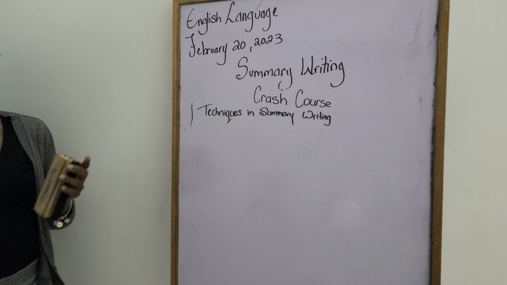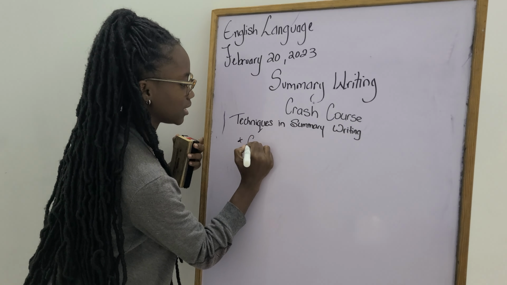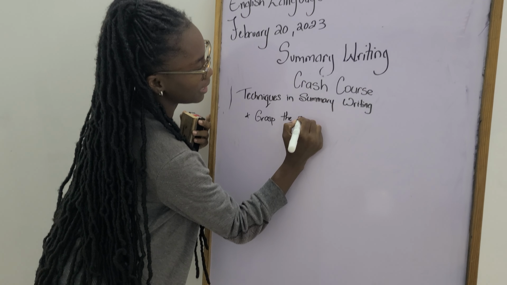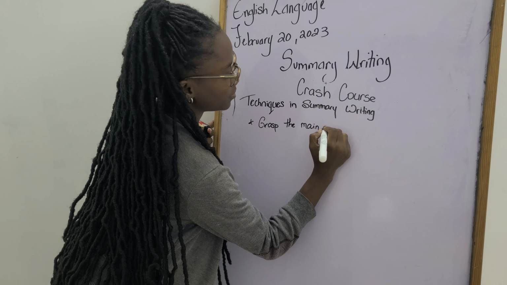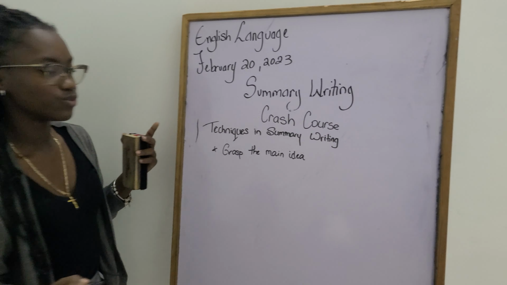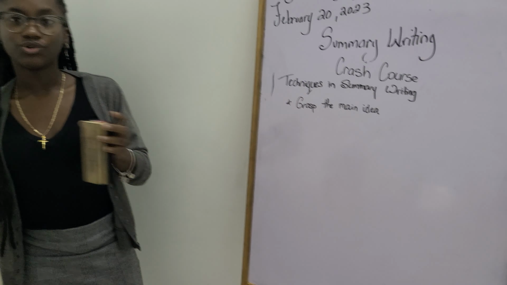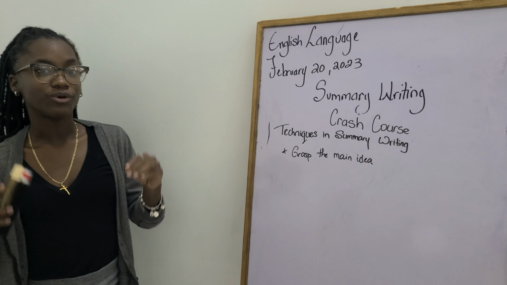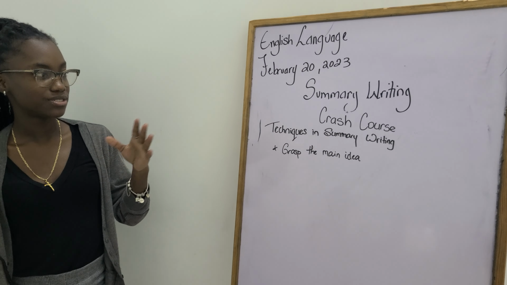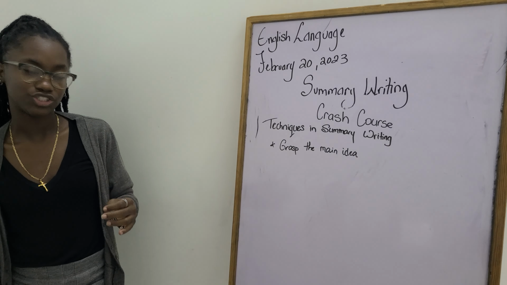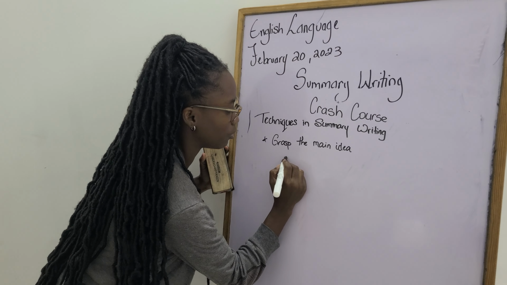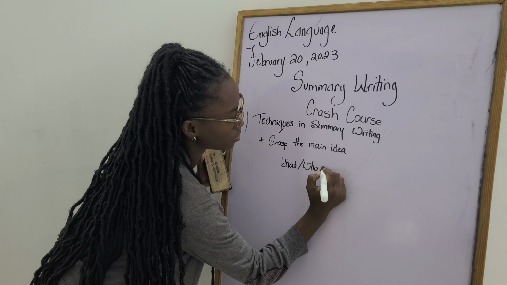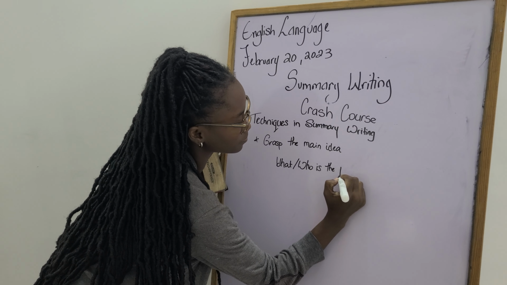So another technique in summary writing is to grasp the central idea. You want to grasp the main idea in the passage. In order to do this, we read and we understand to ensure that we are not grasping all the unnecessary details. We're selecting what the writer is saying. A way to grasp the main idea is to ask these questions. What is the writer talking about? What or who is the passage about?